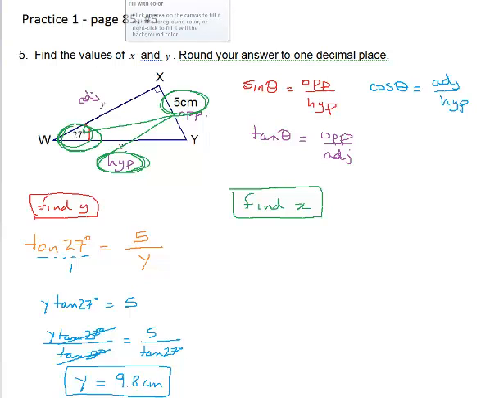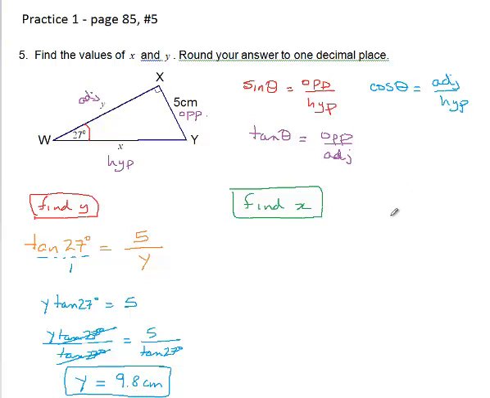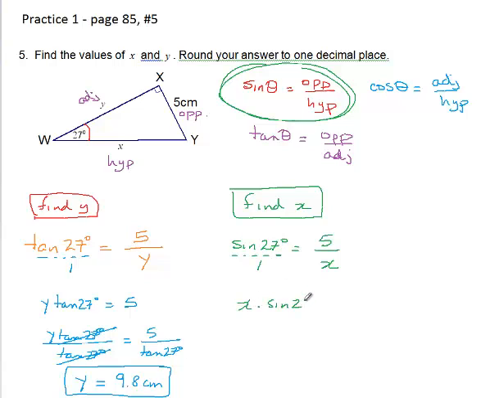So which one do I use? Opposite and hypotenuse. Exactly. It's going to be the sine of the angle, right? We're going to use this one. Opposite over hypotenuse. So the sine of the angle, which is 27 degrees, is equal to the opposite side, which is 5 centimeters, over the hypotenuse, which is labeled x. And again, that's simple cross multiplication and divide through. So I get x times sine 27 equals 5 times 1. Now divide each side by sine 27.